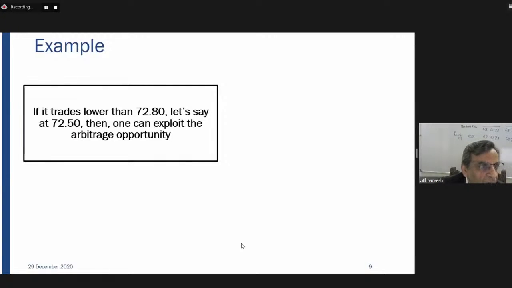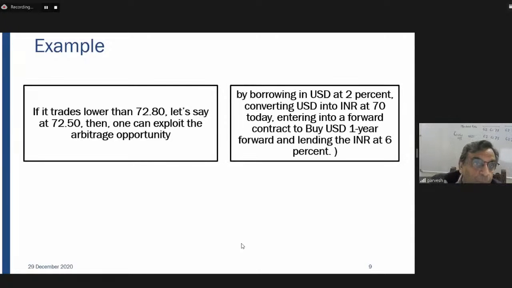So, you borrow at 2% in US dollars and convert them at 70 rupees, which is the spot rate today. You bring money from the US in terms of US dollars, you borrow from there, pay 2%, and bring those dollars. Convert those dollars at today's rate, which is 70. And at the same time, enter into a forward contract to buy US dollars 1 year forward.